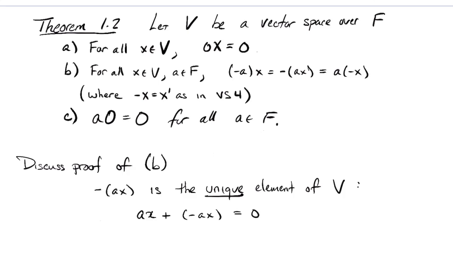So you have a vector space V over a field F. Then this first one, I'm not going to give a proof, but I'll talk you through it. It says that if you take any vector and multiply it by the 0 scalar, you get the 0 vector. The proofs of these are written in the book, by the way.